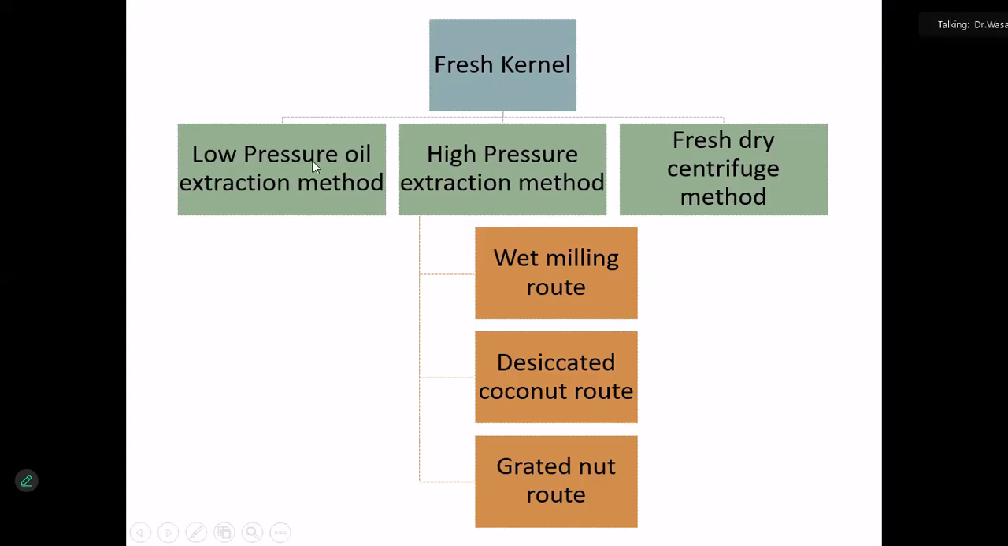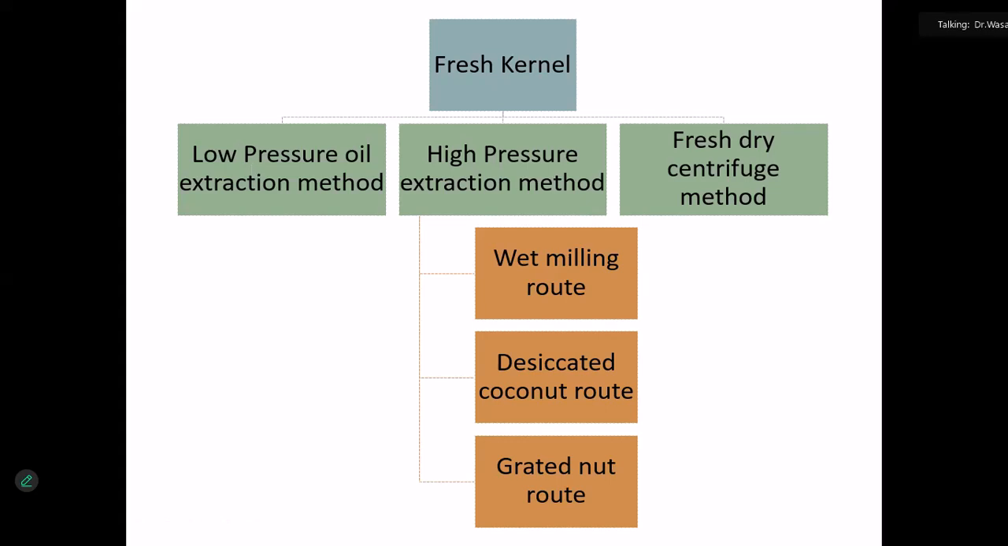Normally, in low pressure methods, the moisture should be a little high, otherwise oil does not come. But in high pressure methods, you are reducing moisture up to around 3%. Here you are keeping the moisture around 11 to 12.